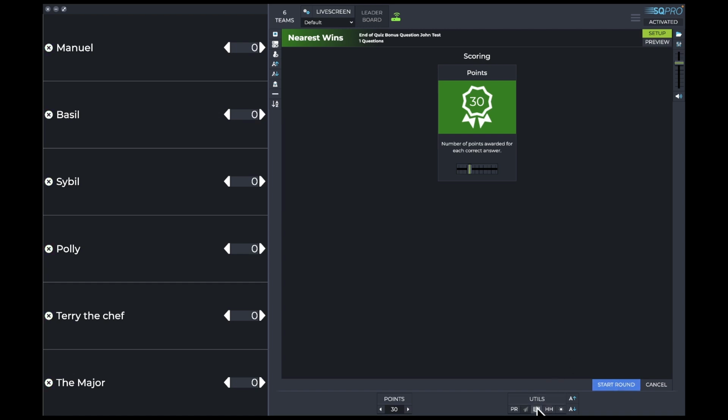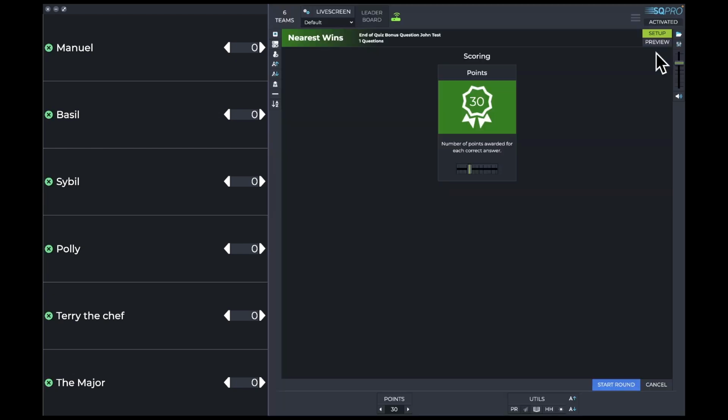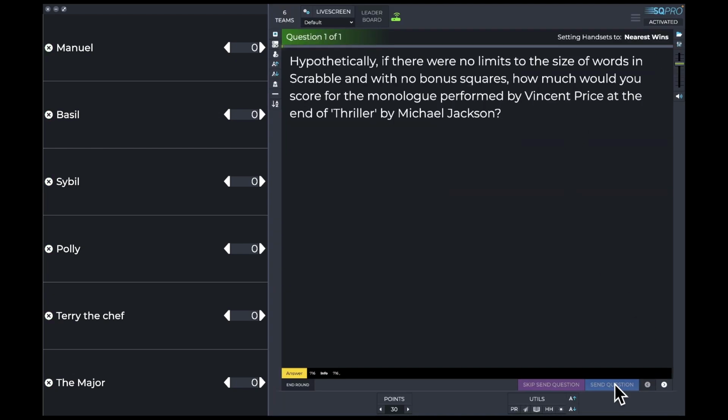So if I click the little game rules book there, it tells me what to read out. I read out a question followed by a 10 second countdown. Whichever team input the number closest to the correct answer will get the 30 points. In the event of a tie, the points will go to whichever team submitted their answer first. So you'd read that out and then you start the round.